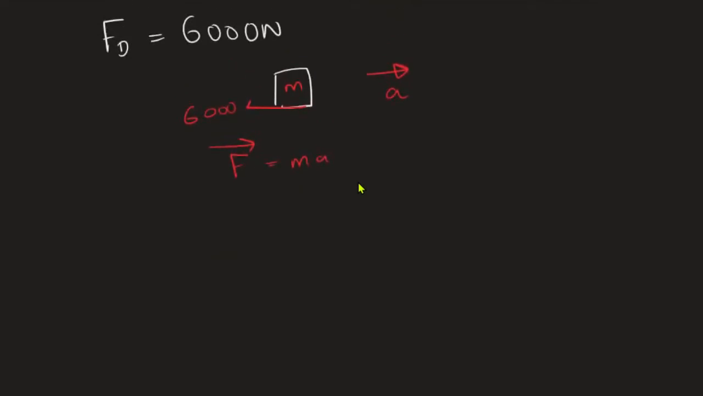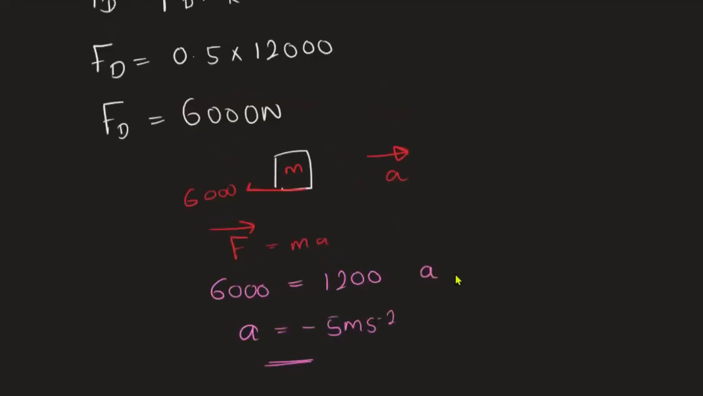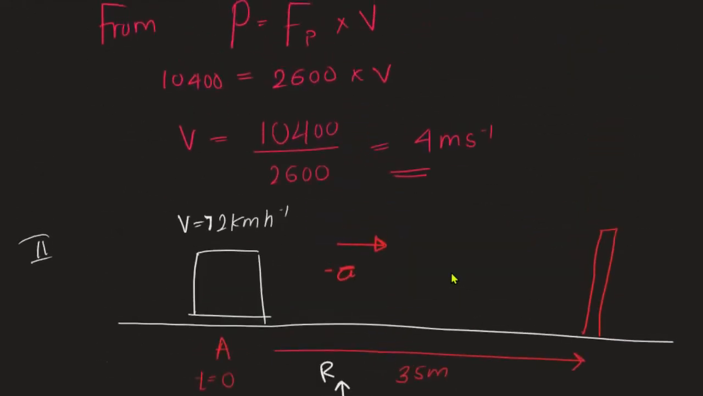So what is the force in the forward direction? There's no forces in the forward direction. Only there is a force in the reverse direction, 6,000 newtons, right? Mass is, not 12,000 actually, it is 1,200, I guess, right? So what we get as the acceleration is minus 5 meters per square second, right? This is moving with a deceleration of minus 5 meters per square second.